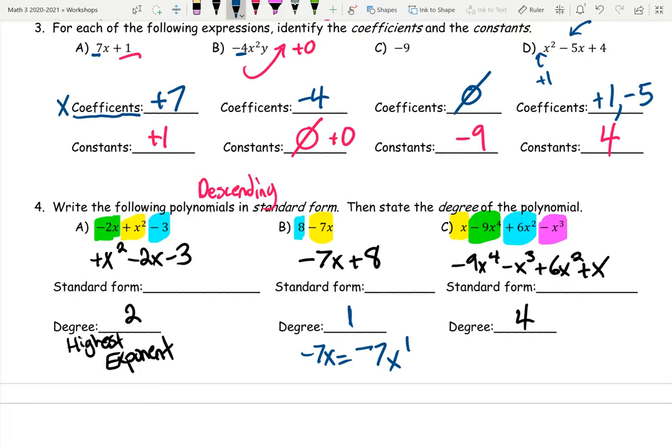Now notice, I can call this one a trinomial. I can call this a binomial. I'm going to call this one a polynomial because it's more than 3. Poly is many.